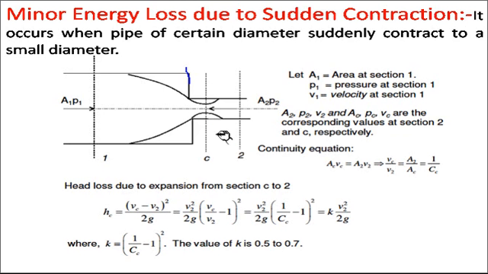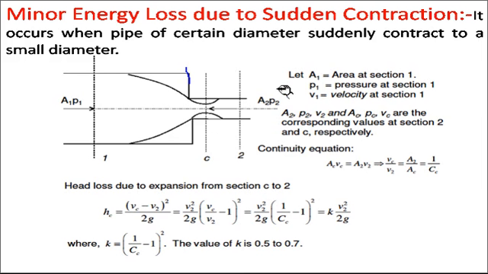Now if you observe from section C to section 2, the velocity at section C is very high, and at section 2 it again becomes uniform. It resembles the case of sudden expansion. In case of sudden expansion also, the velocity is maximum at section 1 and minimum at section 2. The same case is happening over here. At section C we have the smallest diameter, meaning the velocity will be maximum, and at section 2 we have less velocity as compared to C.